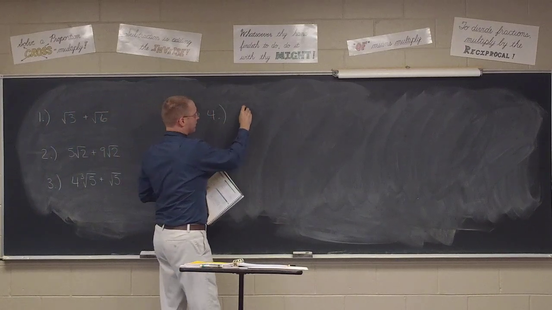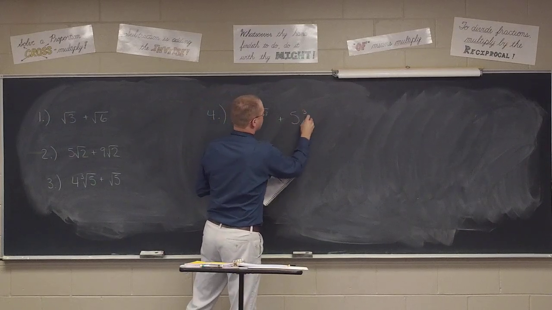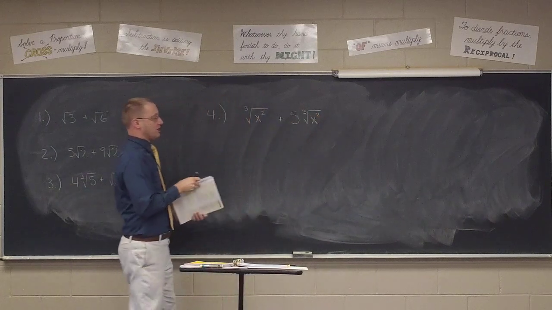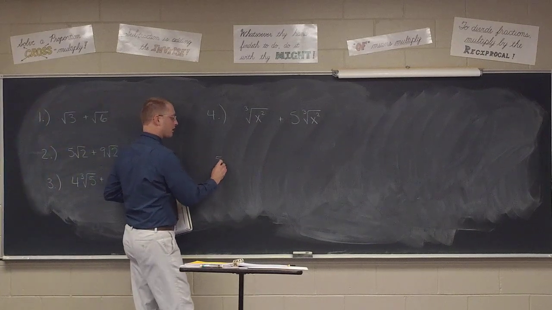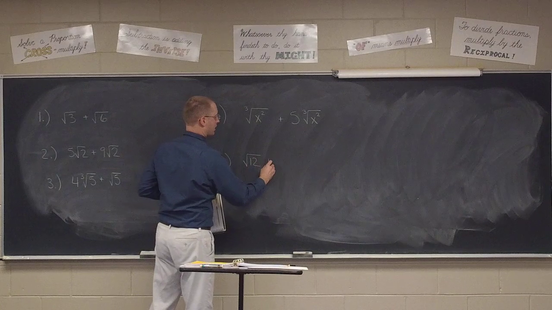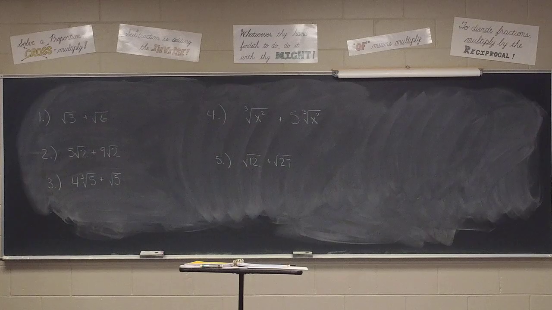Number 4, I want you to add these radicals if possible. If they don't add, of course, you would leave your answer like we did last time. So number 4, take a moment and add these radicals together if possible. And number 5 is going to be the same thing. Add, if possible, those radicals. Take a few moments to work and turn your quiz paper over when you finish.